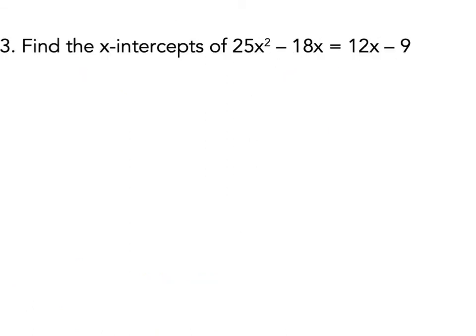All right, again, find the x-intercepts. So it's asking x-intercepts, but again, that's just another way of saying the solutions. We just need to solve this. So I'm going to put it in standard form. I'm going to bring everything over to the left. So I'm subtracting 12x and I'm adding 9 to produce 25x squared. I'm going to be subtracting 12x. That's going to make that be negative 30x. I'm going to add 9 and be plus 9 equals 0.